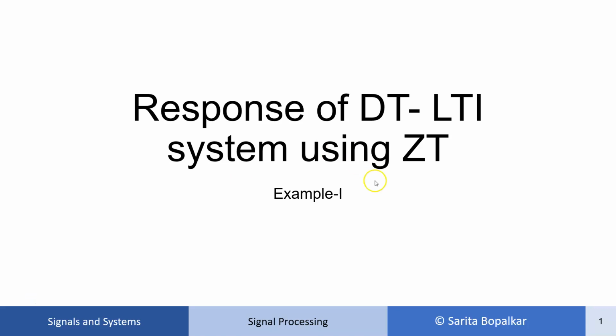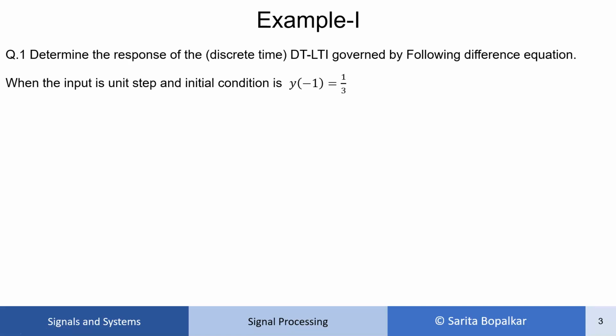Hello, in this video we are solving an example to find the response of a discrete time LTI system using Z transform. The example is: determine the response of the discrete time LTI system governed by the following difference equation, y of n is equal to minus 0.5 y of n minus 1 plus x of n, when the input is unit step and the initial condition is y of minus 1 is equal to 1 by 3.